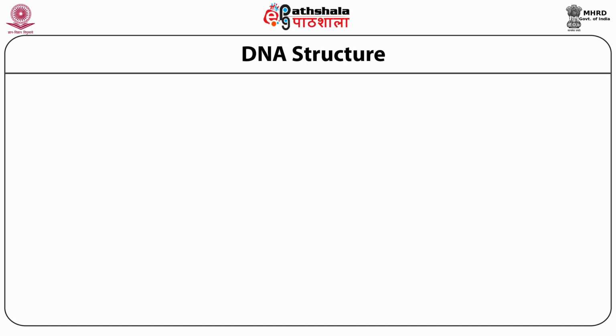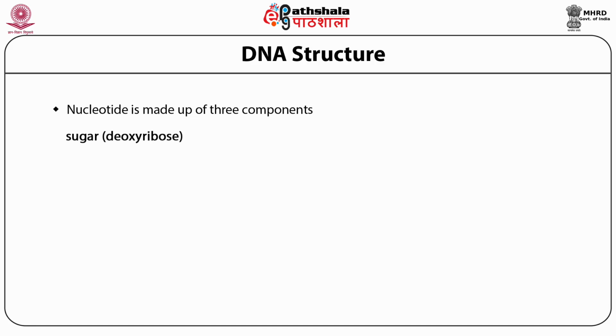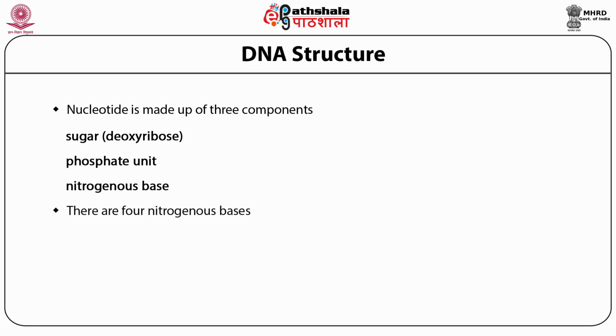Nucleotide is the basic unit of DNA and RNA molecules. Each nucleotide is again made up of three components: a sugar, which in the case of DNA is deoxyribose, a phosphate unit, and a nitrogenous base. There are four different types of nitrogenous bases belonging to two classes, purines and pyrimidines. The purines are adenine and guanine, and the pyrimidines are cytosine and thymine.